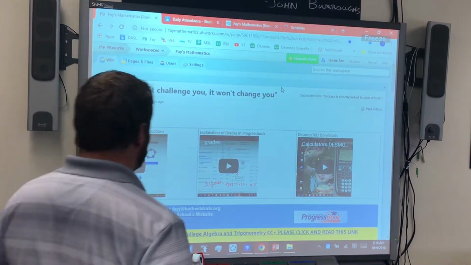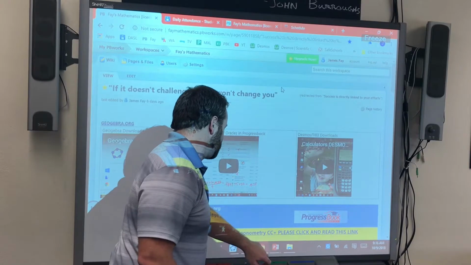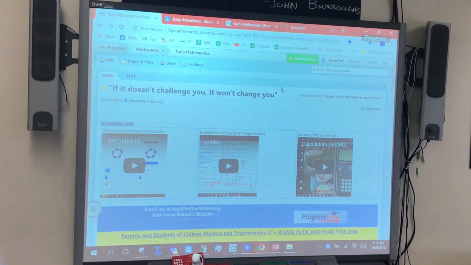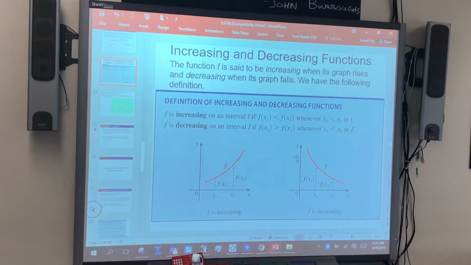Going to talk about increasing and decreasing functions. We kind of introduced it yesterday, but I want to rediscuss a little bit more, and then move into basically a result of recognizing where functions are increasing and decreasing.